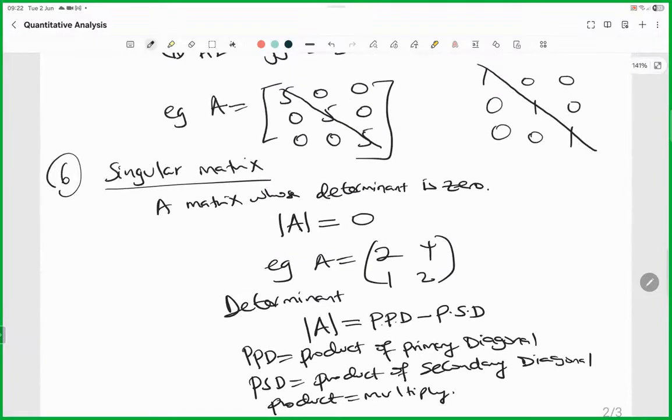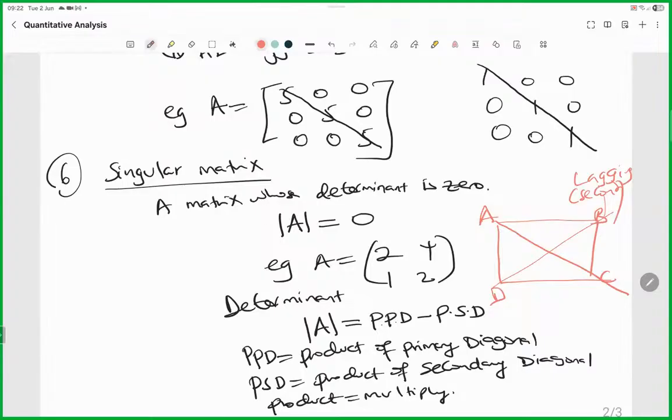Now, my good student, we have got two types of diagonals. You have a rectangle like this, A, B, C, D. So AC is the primary diagonal, the major diagonal. BD will be the lagging, or a secondary. The diagonal that starts from the beginning here is what we call primary.